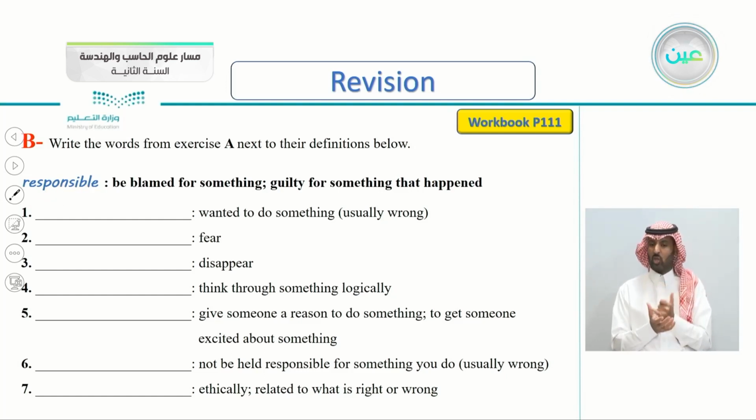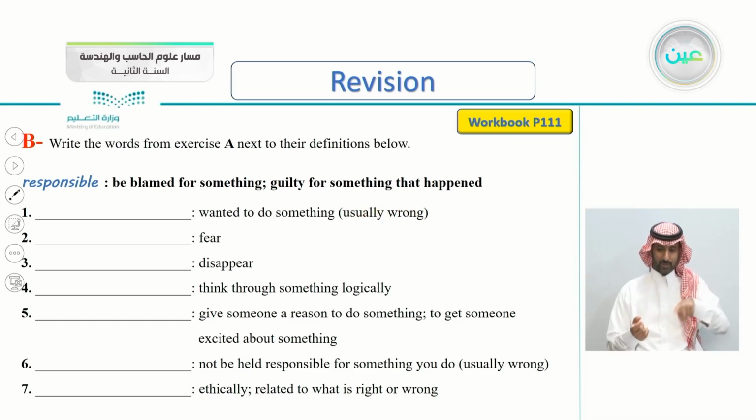Responsible: be blamed for something, guilty for something that happened. Responsible, the first one is already done. Be blamed for something or being guilty for something that happened. Number 1, wanted to do something, usually wrong. Someone that is wanted for doing something, this thing is usually wrong.